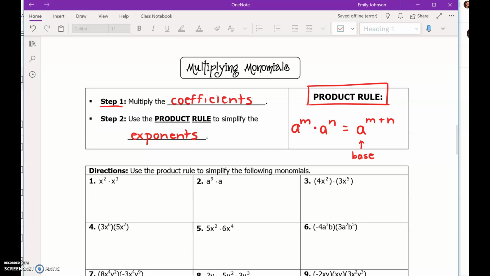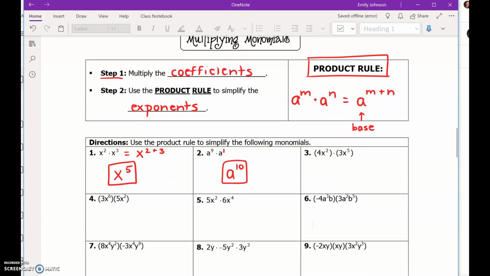Okay, so number 1, we start off pretty simple here. We have x squared times x to the third. So what I am going to do, and I will write the first one out, we are going to take and add 2 and 3 together, which would equal x to the 5th. That's our final answer. Now, when there is no exponent written here, it's just like there's no coefficient in front. This is actually a 1. So we are going to add 9 and 1 together, which would give us a to the 10th.